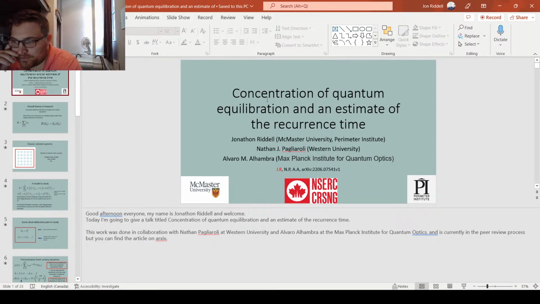So what we've proved is that, if you sample a random time, then you are overwhelmingly likely to find the observable at the equilibrium value. And so that's really interesting. But you can go even farther than that. Using that result, you can then estimate how long it will take for recurrences to take place.